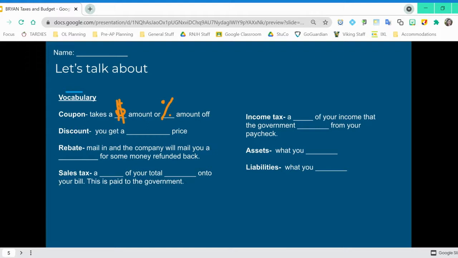The next word is a discount. The discount is when you get a lower price. So if we're dealing with a discount, we want to subtract that discount from it. Discounts are good. So that's why people love Black Friday, because they get lots of discounts. The next word is a rebate.